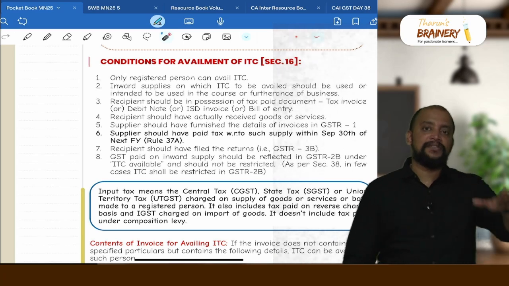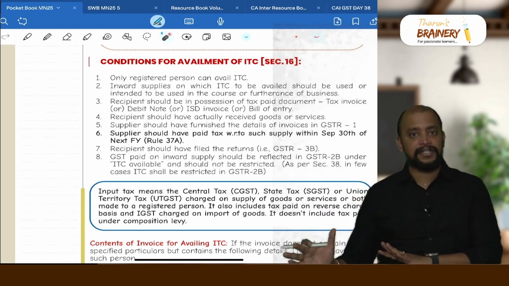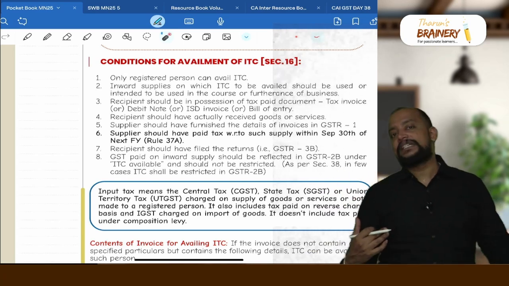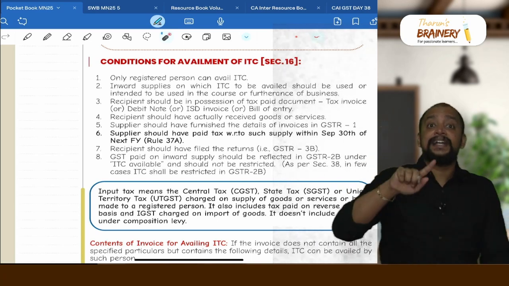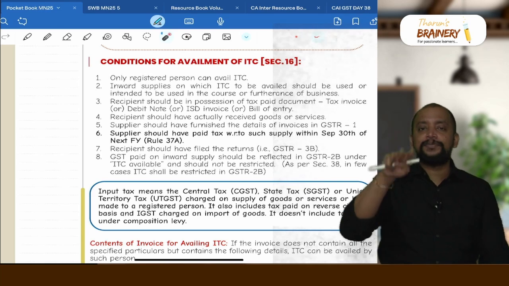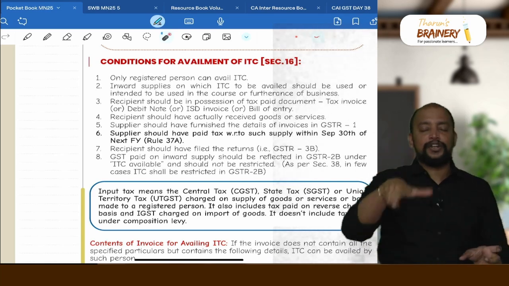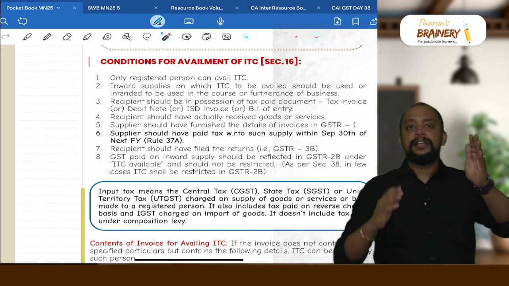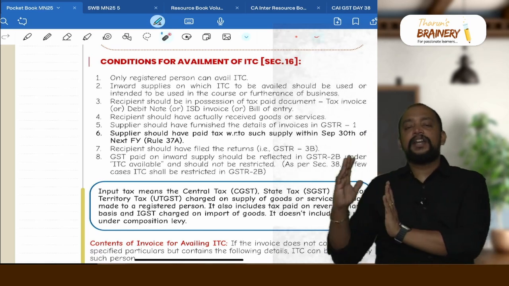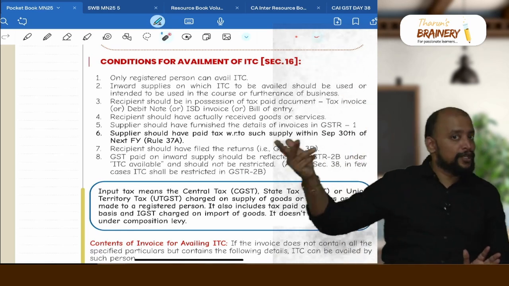In 2B there is ITC available, ITC not available, and ITC reversal. So whenever the supplier has not filed GSTR 3B by September 30th of the next financial year, this will come under ITC reversal. So we have 3 columns in GSTR 2B: ITC available, ITC not available, ITC reversal. If the supplier is not filing GSTR 3B by September 30th, then after September 30th in our 2B ITC reversal will come, so that we need to reverse.